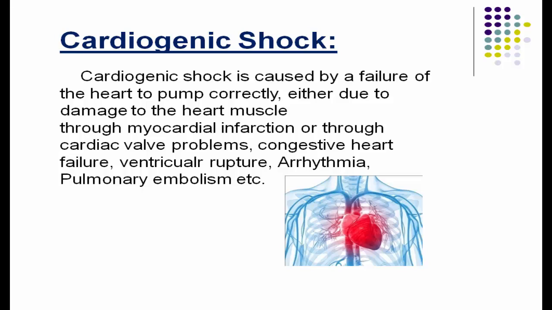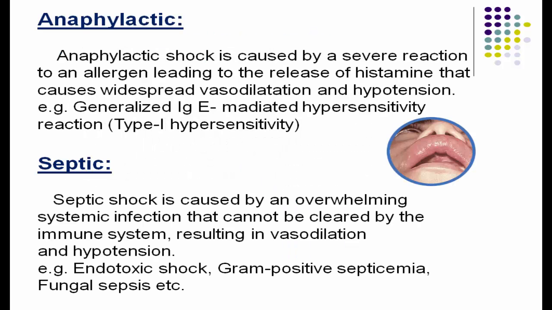First of all, cardiogenic shock. Cardiogenic shock is caused by a failure of the heart to pump correctly, either due to damage to the heart muscles through myocardial infarction, or through cardiac valve problems, congestive heart failure, ventricular rupture, arrhythmia. Pulmonary embolisms are the probable cause of cardiogenic shock. Now the anaphylactic shock.